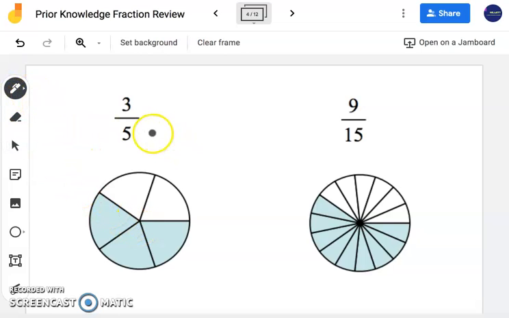And we can prove this because if I look at my denominators, we have 5 and 15. Well, 5 times 3 happens to be 15. And I notice if I also do 3 times 3, that happens to be 9, which if I put the 9 and the 15 together, I create my fraction of 9/15, which is showing that these two fractions are equivalent, as the picture also proves that as well.